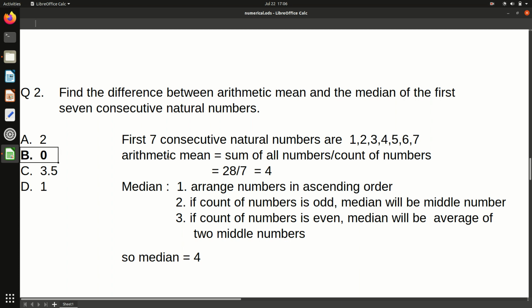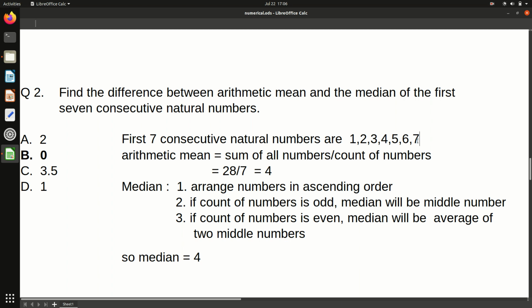Okay, but if the questions had been different, suppose, to calculate the median, in this case it was easy. But what happens if the count of numbers is odd? In this case the count is odd, 7 numbers, so we easily got the middle one. If the count of numbers is odd, the median will be the middle number.